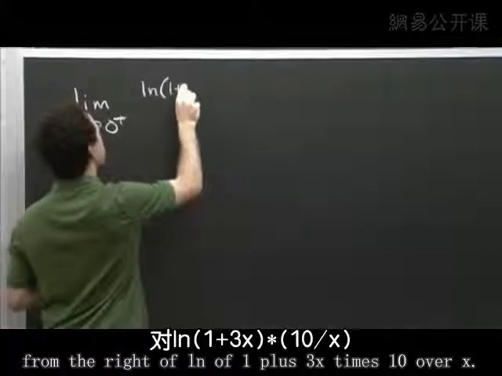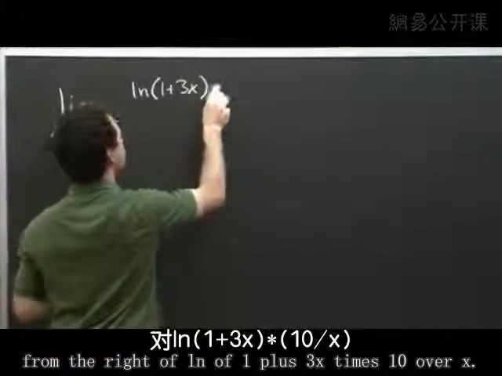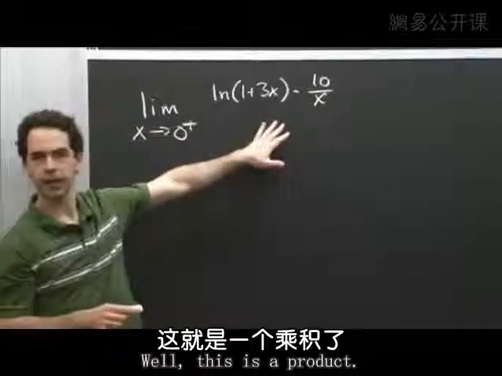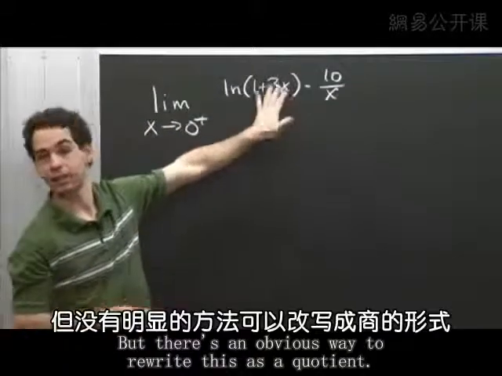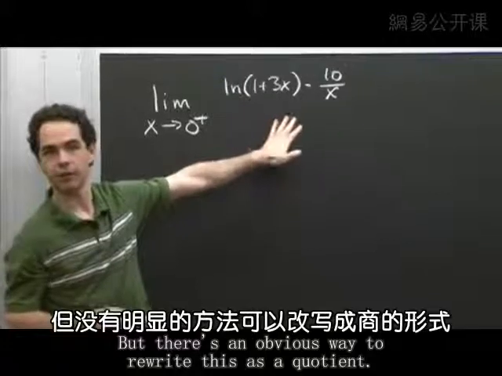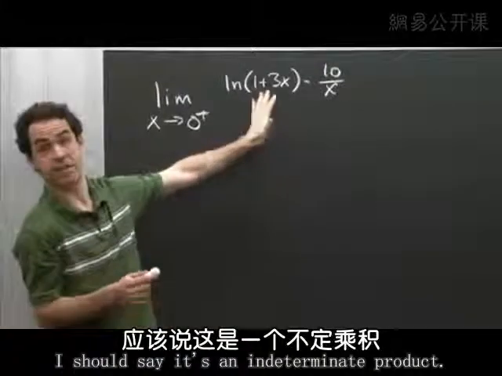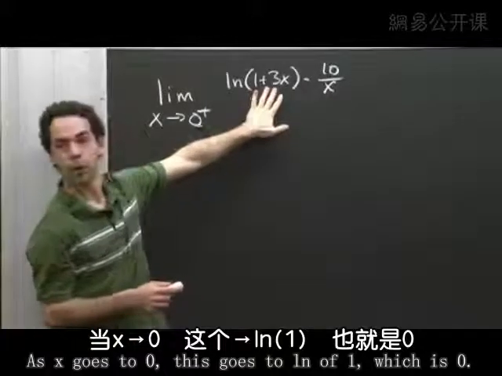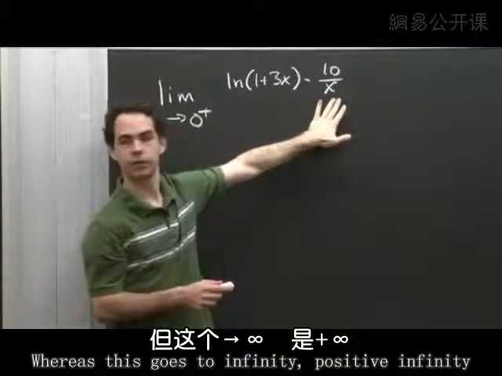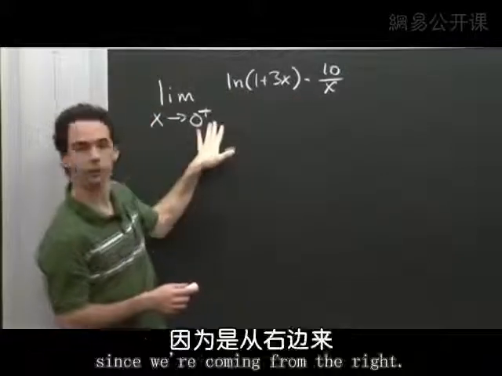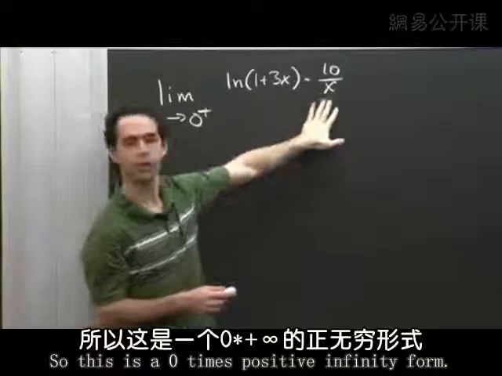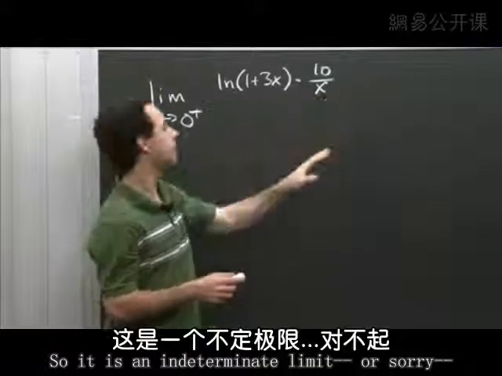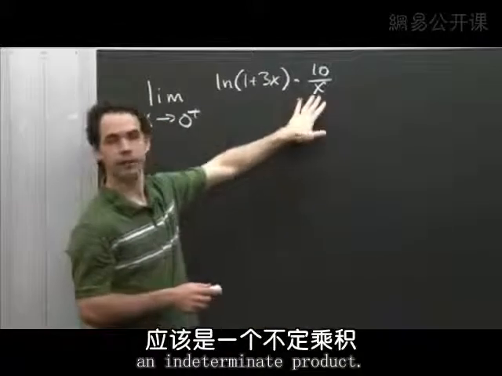ln of (1 plus 3x) times 10 over x. Well, this is a product. It came to us as a product, but there's an obvious way to rewrite this as a quotient. But I should say it's an indeterminate product, right? As x goes to 0, this goes to ln of 1, which is 0, whereas this goes to positive infinity, since we're coming from the right. So this is a 0 times positive infinity form. So it is an indeterminate product.